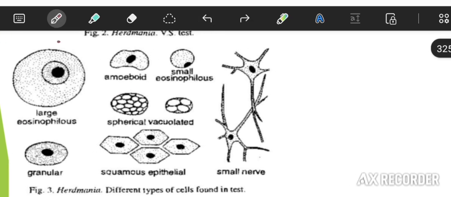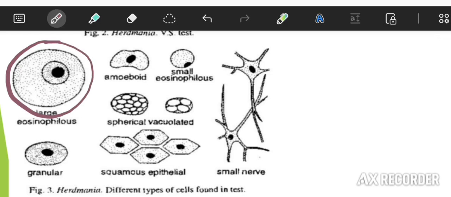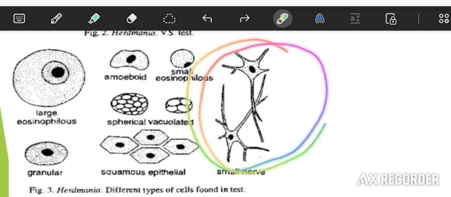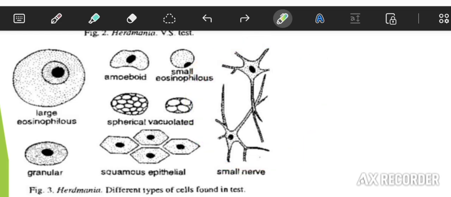This one is the large eosinophilous cell. This one is a small one, small eosinophilous cells. This one is amoeboid cell, and these are the small nerves that are present in test. Okay, these nerves are present and they make the test an accessory receptor organ.